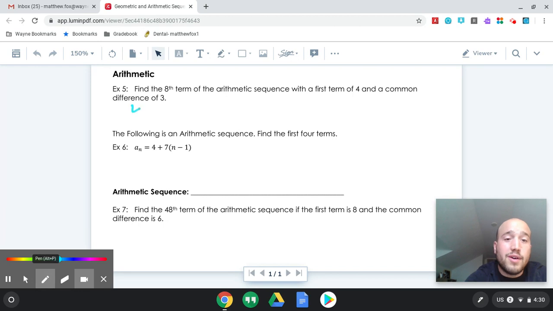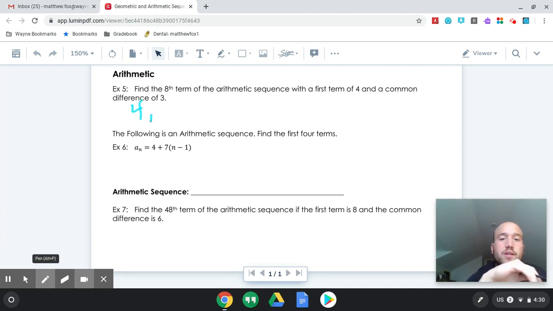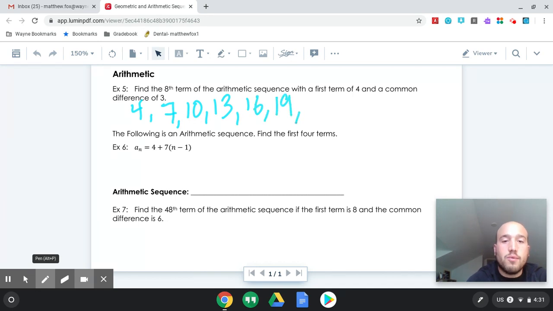Now if you want, you can put A1, A2, A3, but since we're going to go all the way to the 8th term, it's going to be a lot of extra work, so I'm just going to list them. Now it has a common difference of 3, meaning each time we're going to add 3. So 4, then we have 7, then 10, then 13. Okay, and this could keep going on and on as long as we wanted to.